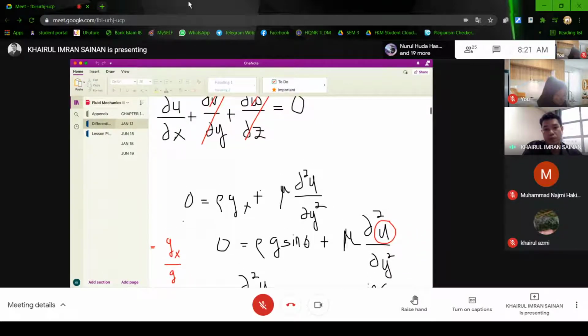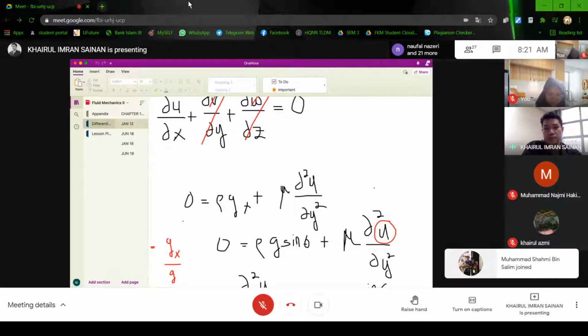So what we do is we need to convert gx into g, right? Because the actual gravity will be g. Gx is the component of gravity in the x direction.